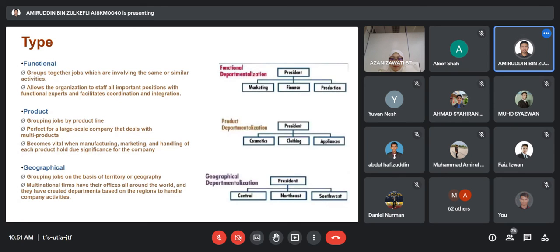Next is geographical. It groups jobs on the basis of territory or geography. For example, south region, north region, we divide into those groups. Multinational firms have their offices all around the world, and they have created departments based on the regions to handle company activities.